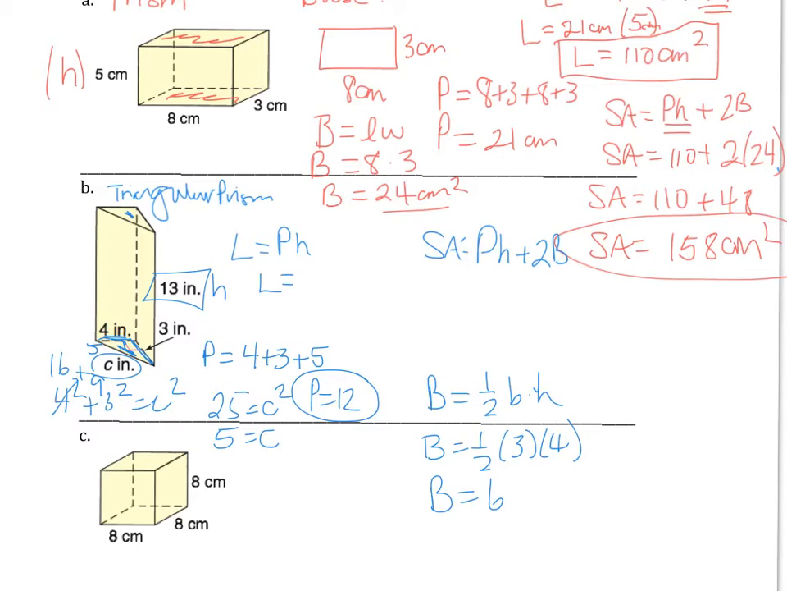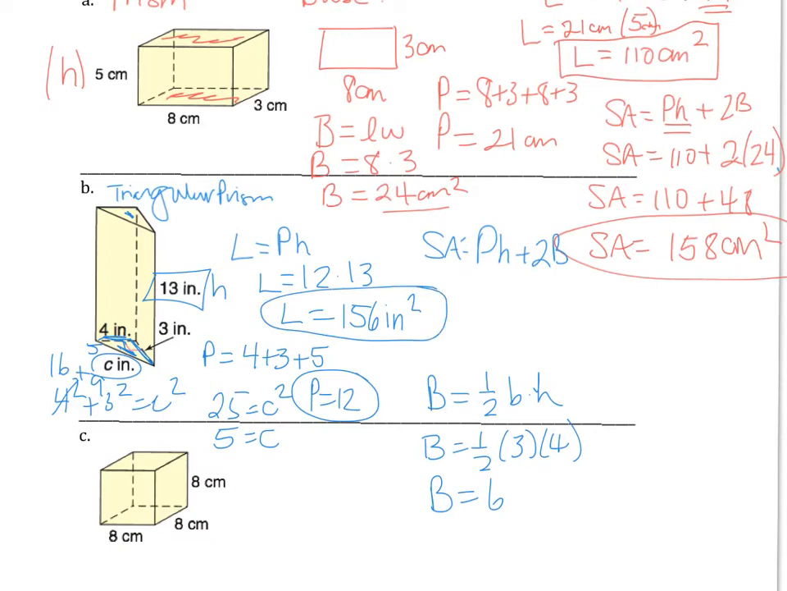So the lateral area equals my perimeter, which is 12, times my height, which is 13. So the lateral area for this one is 12 times 13, which is 156. And that's inches, and we're talking area, so that's squared.